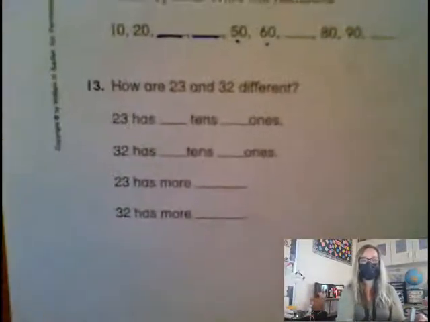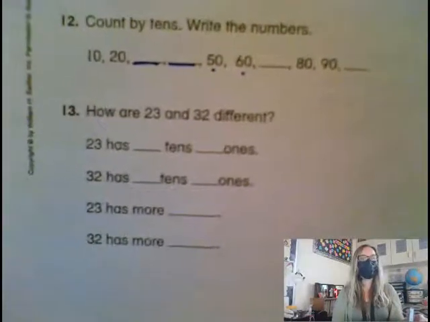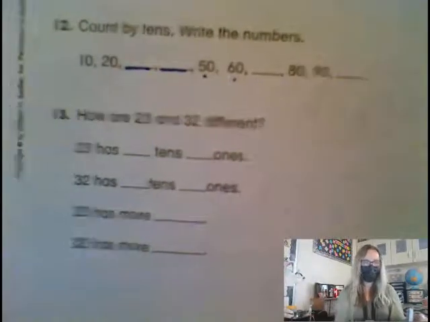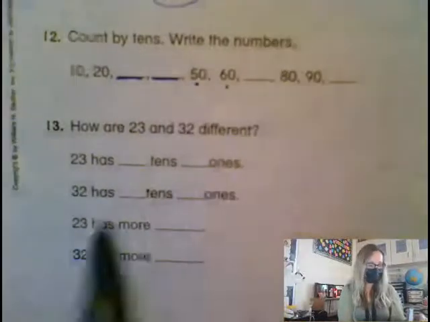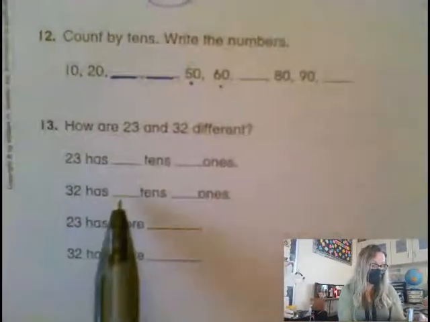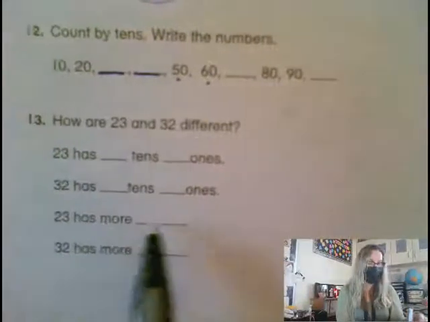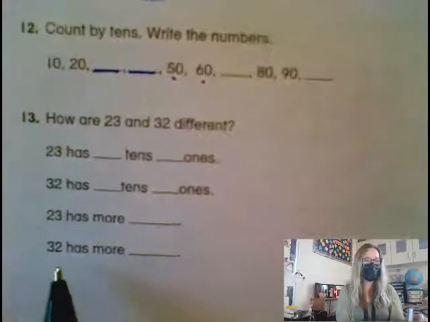We made it to the last question. I'm going to zoom right in on it. Here we go. Our last question says, how are 23 and 32 different? And then it says 23 has how many tens, how many ones? 32 has how many tens, how many ones? And then it says 23 has more what? Does 23 have more tens or more ones? And then 32, does it have more tens or more ones?